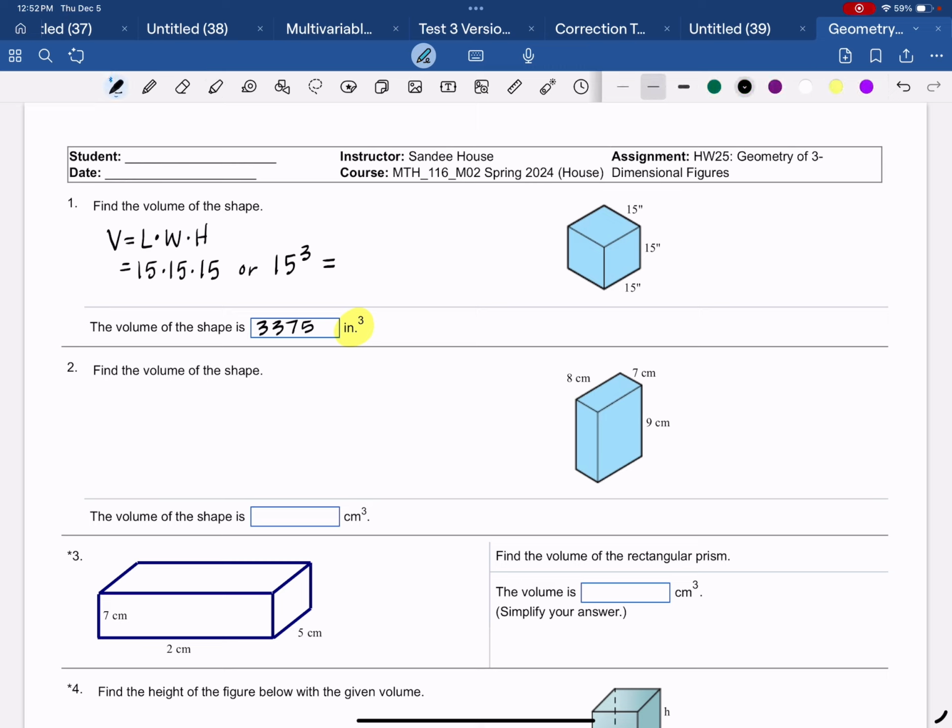Example number 2 is also a rectangular solid. The volume is length times width times height. So our length is 8, our width is 7, and our height is 9. So 8 times 7 times 9 is 504 cubic centimeters.